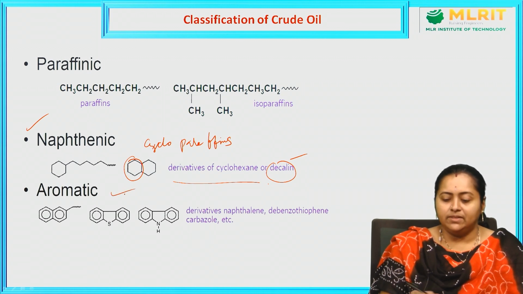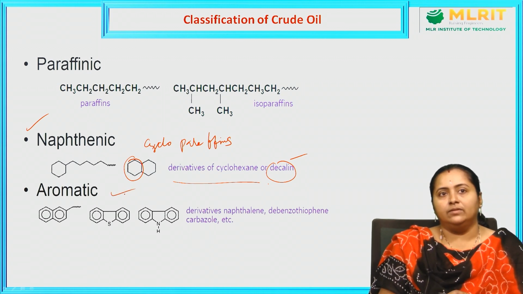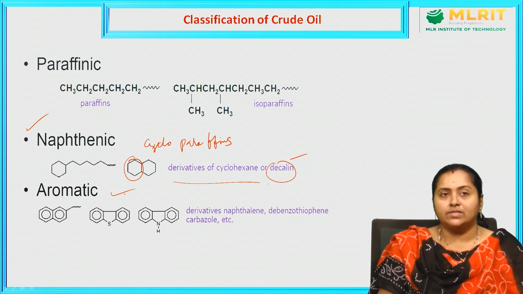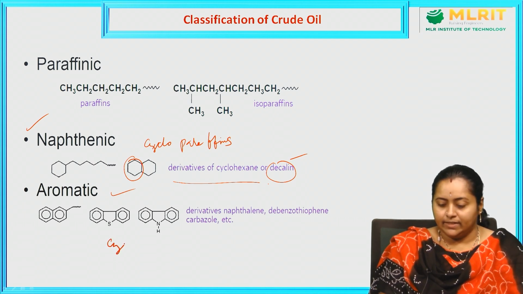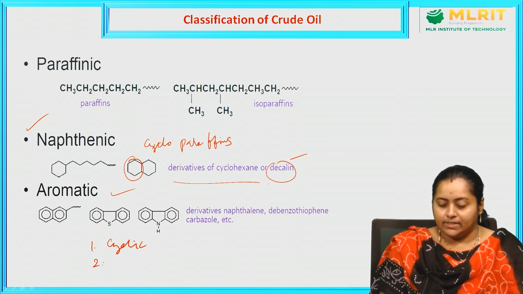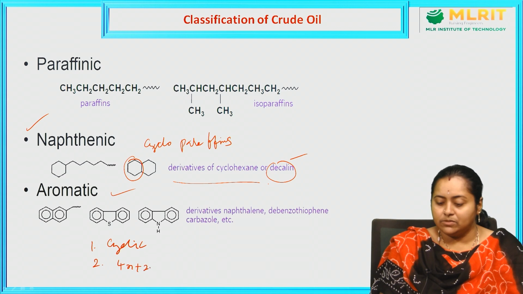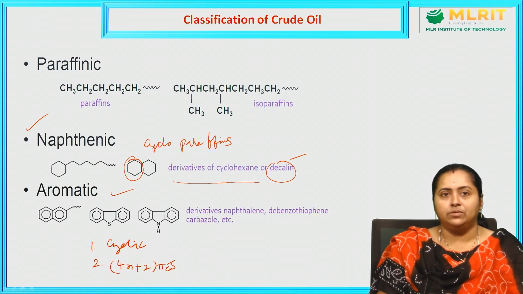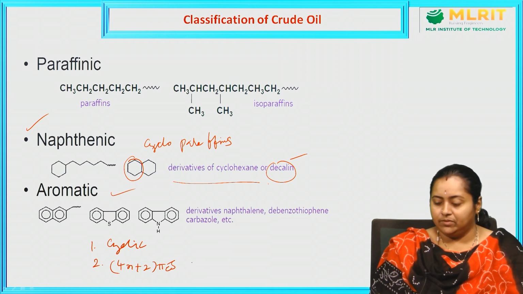Aromatics means, for any compound to be called an example of an aromatic compound, it should satisfy some conditions. Among those conditions, the first and most important one is that it should possess a cyclic structure. The second one is that it should obey Huckel's rule, that is 4n plus 2 pi electrons. This is what we call Huckel's rule.